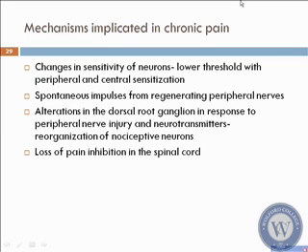Mechanisms implicated in chronic pain is where we'll stop here, and we'll give you guys a 10-minute break.